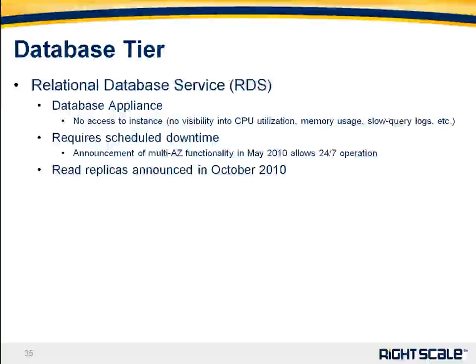It does require scheduled downtime, but what Amazon announced a few months ago was multi-availability zone functionality. And what that allows you to do is you can basically replicate, if you will, your RDS instance in 2 availability zones. And when you have scheduled downtime on your primary, they will automatically fail over to the secondary. So your application never has to have downtime. Before the multi-AZ functionality, you had to have up to 4 hours a week where your database was unavailable. And obviously for production environments, that wasn't sufficient. But now that the multi-AZ functionality has been released, it's become a much more viable solution.